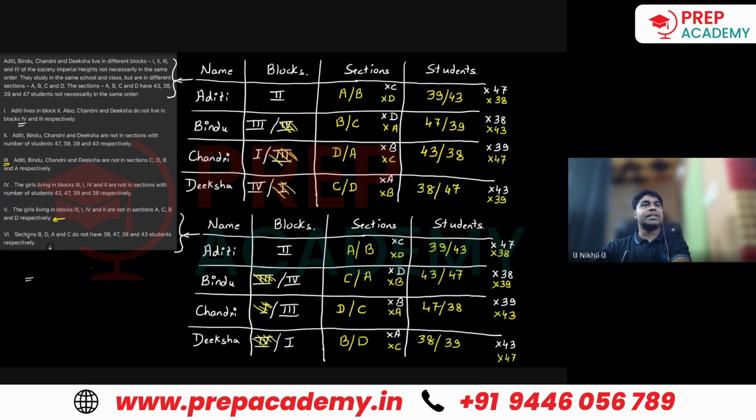Section B does not have 39. So if there is a section B, it will have to be 43 only. This case will be there. Section D does not have 47. It's okay with us here. Section D not 47, so it will not be feasible for the second case, the complete of it.